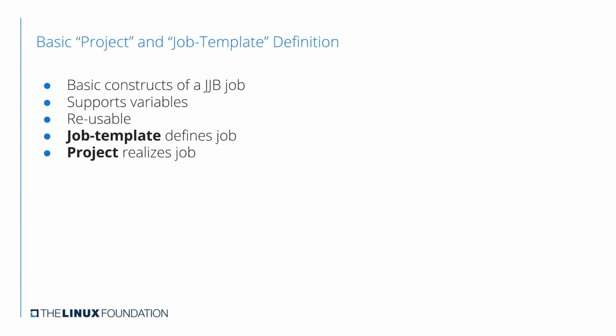The JJB system itself is basically defined in 3 tiers. You've got projects, you've got jobs, and you've got your job templates, right? The project itself basically defines a series of jobs that are all tied together in some semantic way as a project. The job templates define how jobs actually execute. Projects realize the jobs themselves that then realize the job templates.